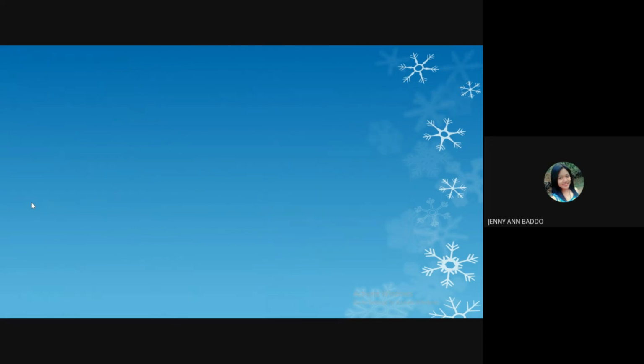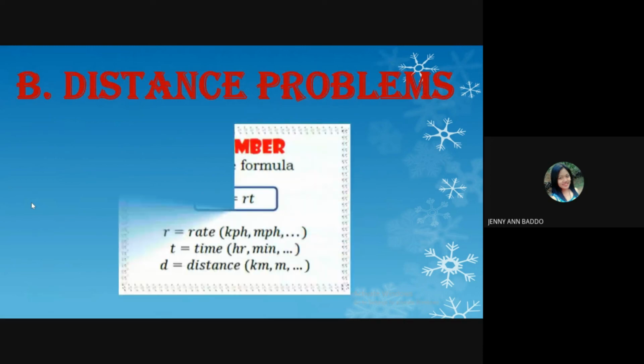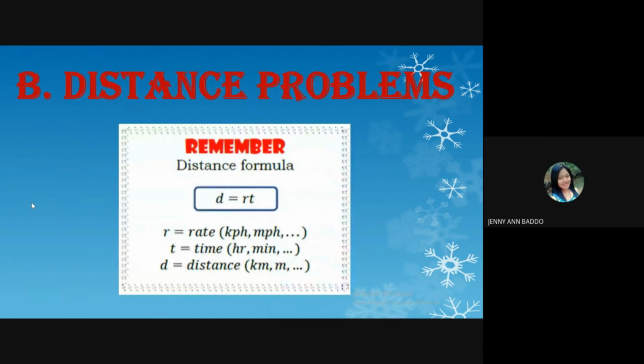Another type of problem where solving linear equations in one variable can be applied is distance problems. We have here the formula D equals RT. For you to remember the formula, it's DERT. D for distance, E for the equal sign, R for the rate, and T for the time.